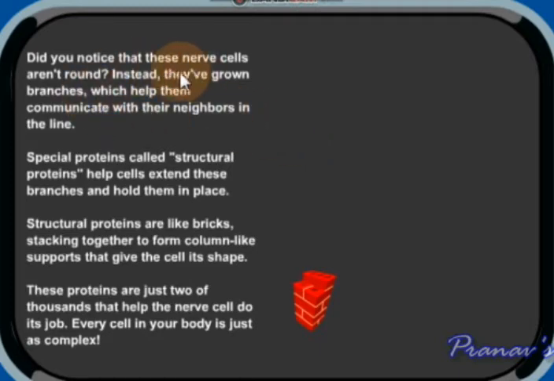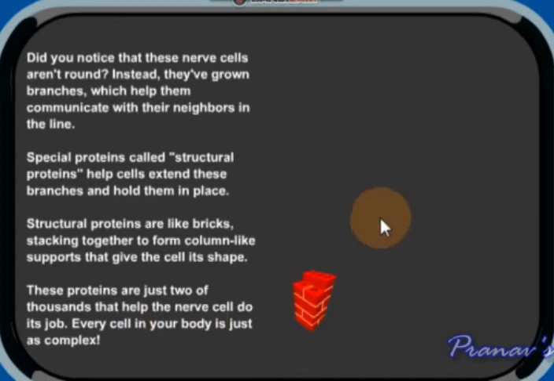Did you notice that these nerve cells are not round? Instead, they have grown branches which are called dendrites, which help them communicate with their neighbors in the line. Special proteins called structural proteins help cells extend these branches and hold them in place. Structural proteins are like bricks stacking together to form column-like supports that give the cell its shape.